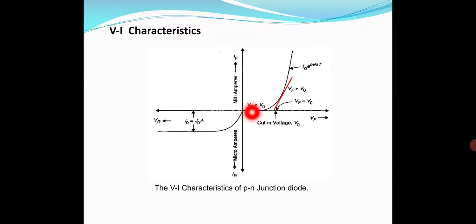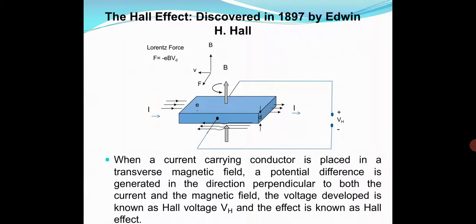In forward bias, the current is due to majority charge carriers. That's why the current in forward bias is in milliamperes, and in reverse bias the current is in microamperes, because the current is due to minority charge carriers.